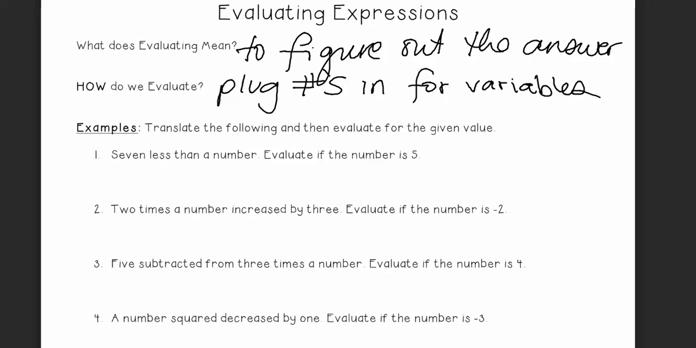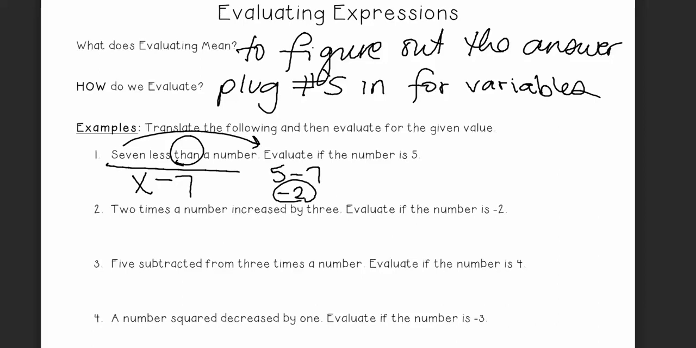So if I take a look and it says 7 less than a number, I'm going to translate that sentence first. So I see the word than, 7 comes to the end. And number, we'll just use x minus 7. And then it says the value of that number is 5. So now I'm just going to plug 5 in for x. 5 minus 7 is negative 2.